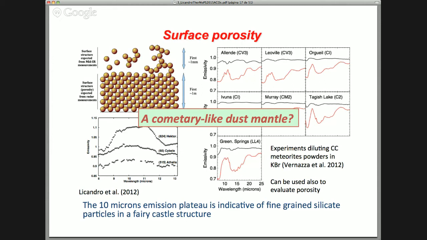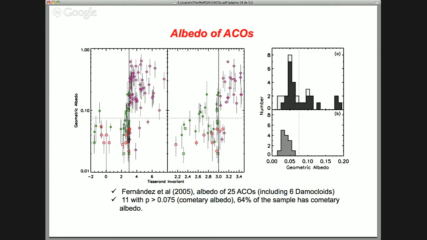And some laboratory simulations mixing the powders of some carbonaceous meteorites with potassium bromide, which is transparent, so it simulates this structure. You can see that this plateau appears at 10 microns in the spectra when you have this kind of structure. So this is like a cometary dust mantle structure. This is what we asked for. And what happened with the albedos, which is the main aim of the talk.